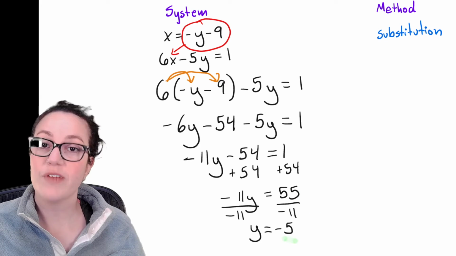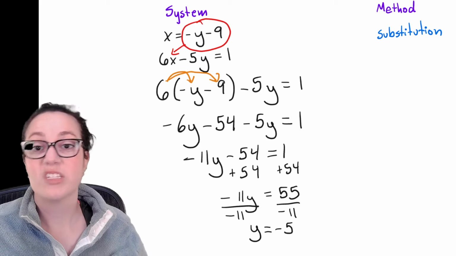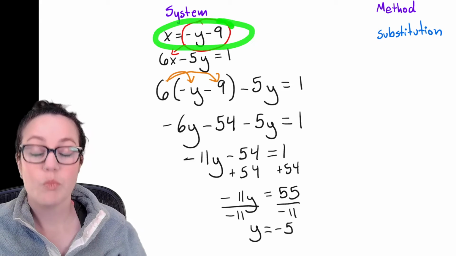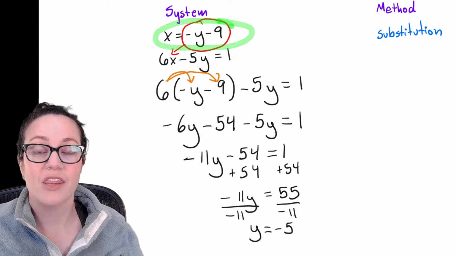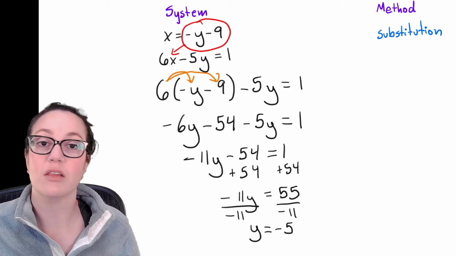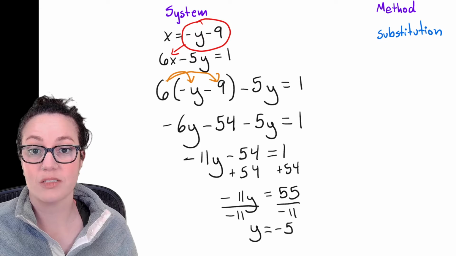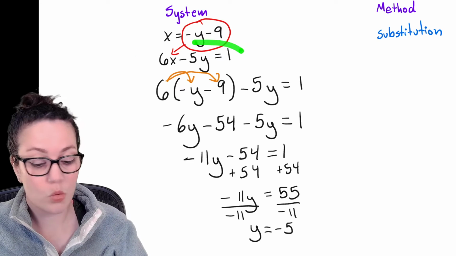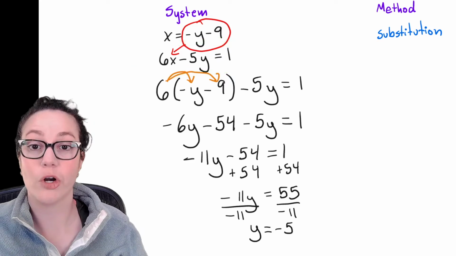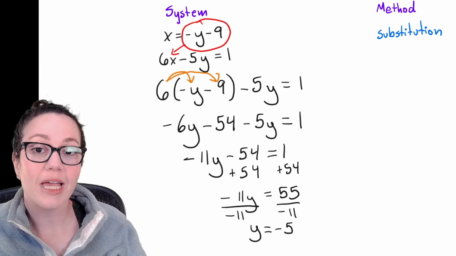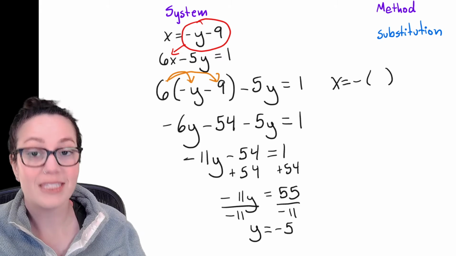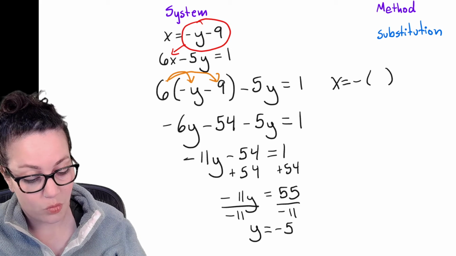Okay, so this time we found y first. Now we still need to find x. I'm going to plug my y value in to this first equation because x is already isolated, so it's going to probably be a little less work to figure out what x is. It would totally work if I used this equation, but we can use that for our check. So we'll say x is equal to negative, and this time instead of a y, I'm going to write negative 5.